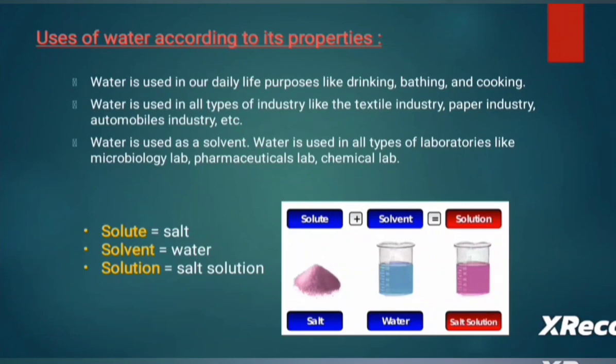Now let's understand what is meant by solute, solvent and solution. Solute is the substance that dissolves, for example salt. Solvent is the substance in which the solute dissolves, for example water. And the solution is what we get when solute dissolves in the solvent, for example a salt solution.